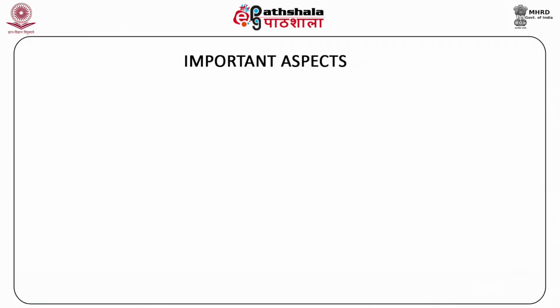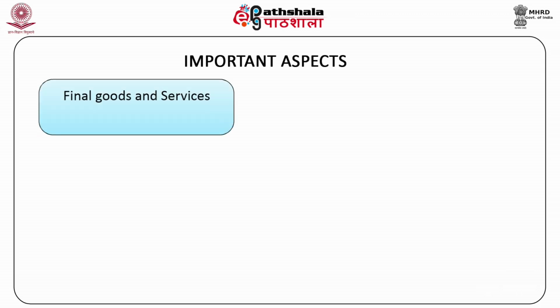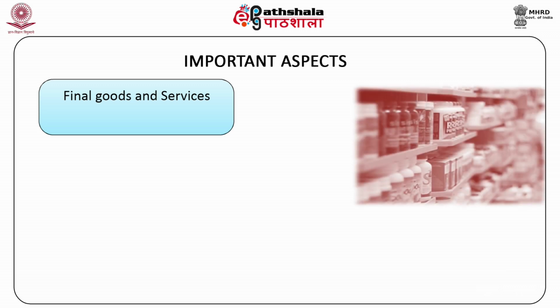Some of the important aspects of the definition of GDP that need special emphasis are final goods and services. Goods and services are of two types, intermediate and final goods. It is only the final goods and services, and not intermediate goods, that are a part of GDP. While computing GDP, only final goods are included and their values added together.